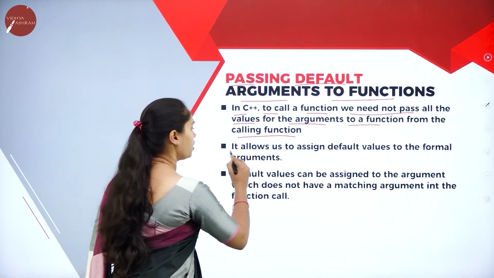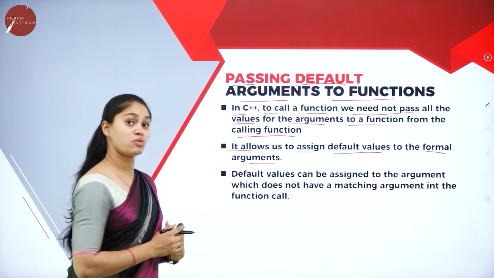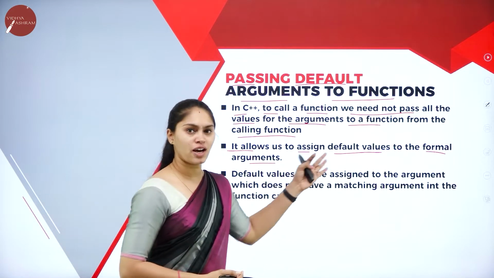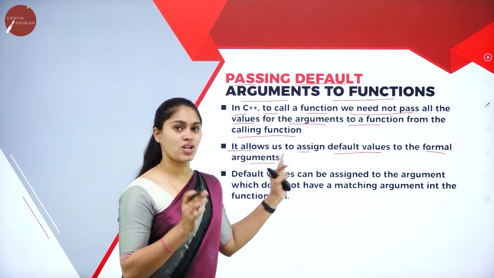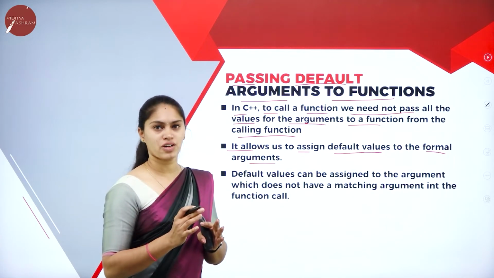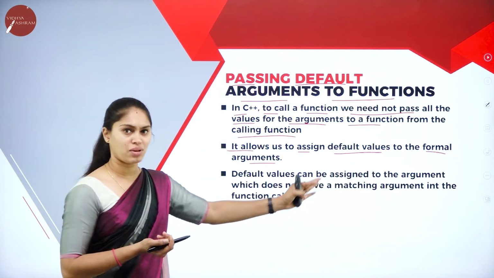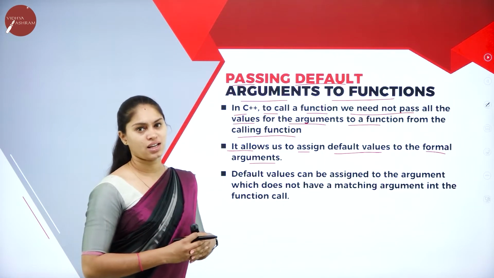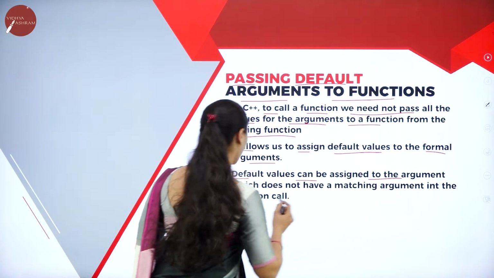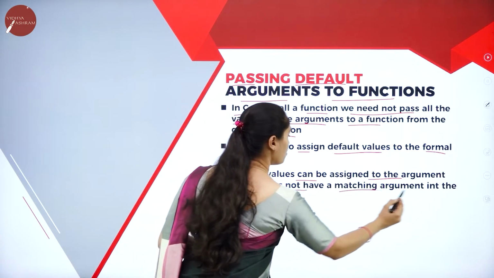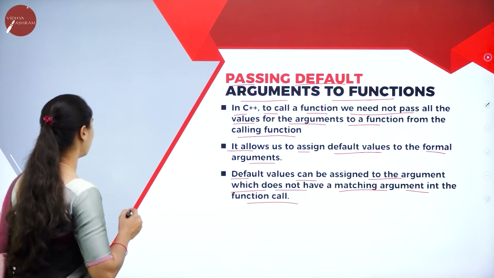Here it will allow us to assign default values to the formal arguments, which we have in the function definition, not in the function declaration or the calling function. We will have these dummy arguments or formal arguments or parameters in the function definition. Then default values can be assigned to the argument which does not have a matching argument in the function call. I will explain with an example.